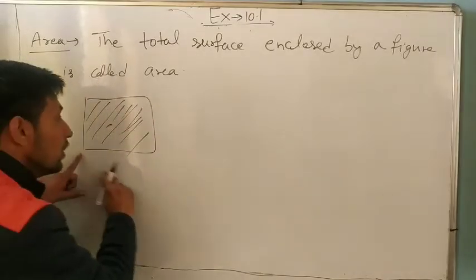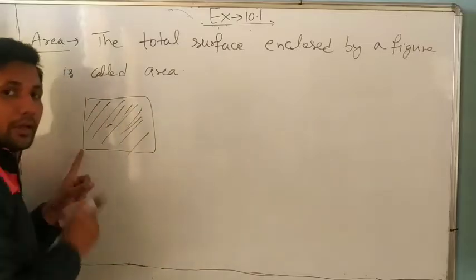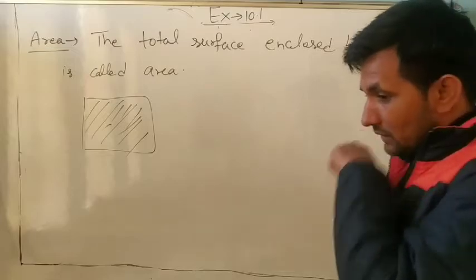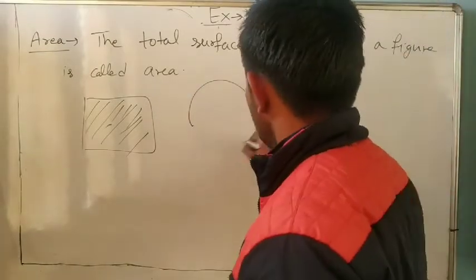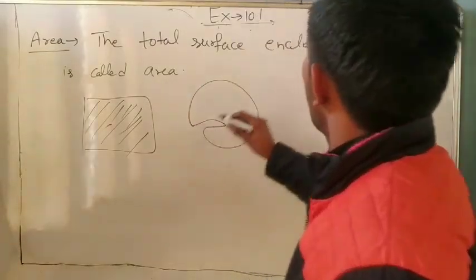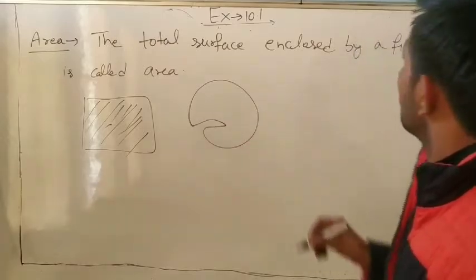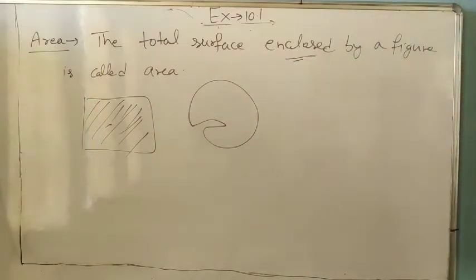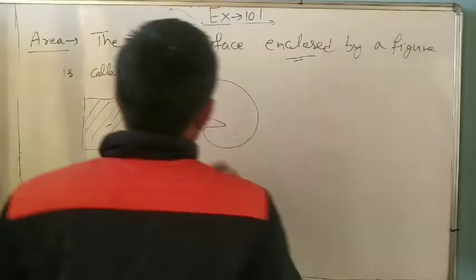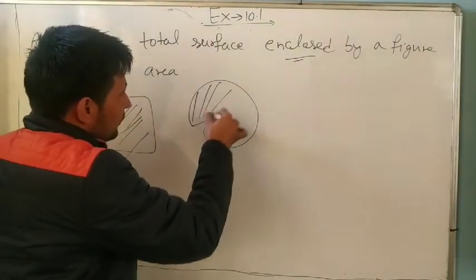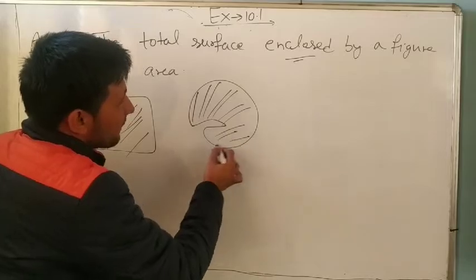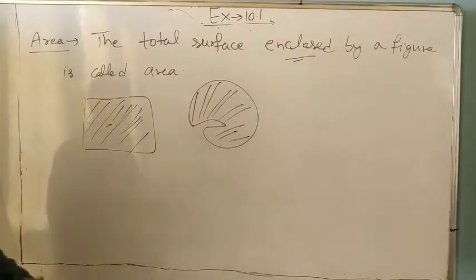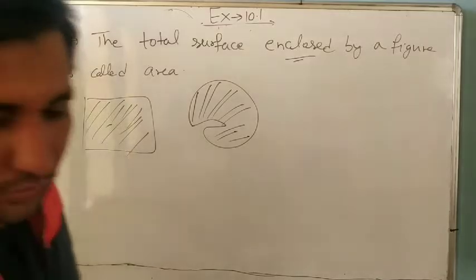And perimeter is the total length of the outer boundary. Do you understand the difference between perimeter and area? Yes. Next figure. The total surface enclosed by a figure, so it is area. So this one is called area, and perimeter is the total length of the outer boundary. Understand or not?